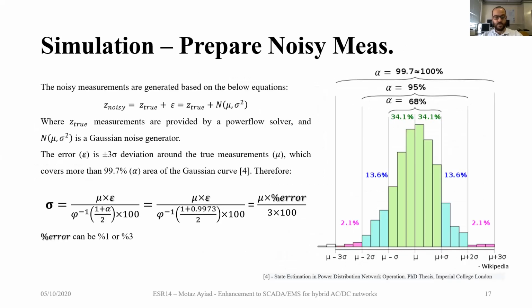The noisy measurements were generated in the following manner. It's a true measurement plus the error, and the error is generated by Gaussian noise. The Gaussian noise has a mean equal to the true measurement, and the standard deviation is calculated as can be seen in this equation. The proof of this equation can be found in the appendix of the reference below.